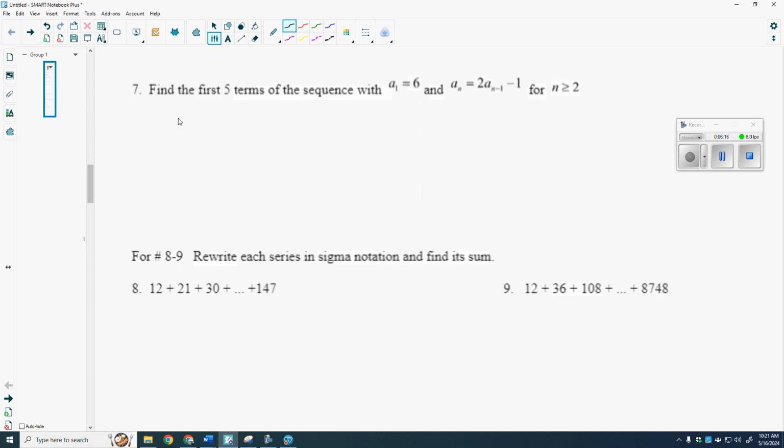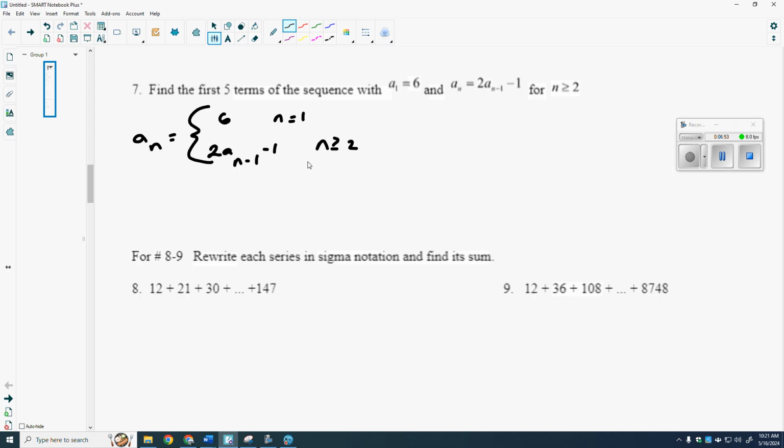So here's what we have. I'm going to write this. I'm not sure we've seen piecewise. I'm going to write this as a piecewise definition. So I'm going to define a sub n using 2 different definitions, or 2 different parts of a definition. So a sub n equals 6 when n equals 1. And a sub n equals 2 times a sub n minus 1 for any value for n that is 2 or higher.